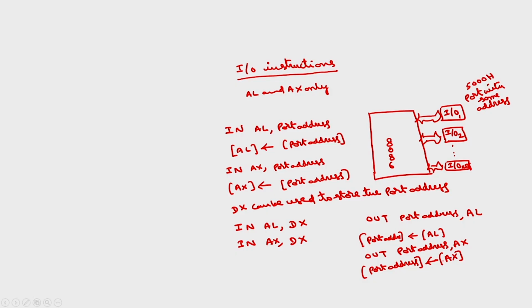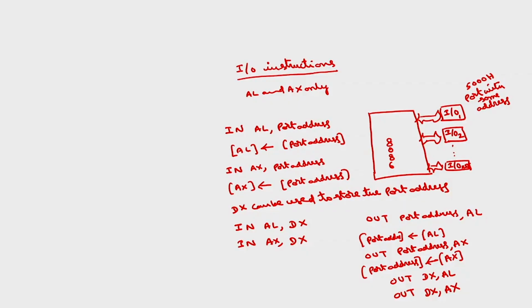Similarly, you can take the port address into DX and write OUT DX comma AL, OUT DX comma AX. So there are 4 IN instructions and 4 OUT instructions. We will write some programs using these IN and OUT instructions after discussing a programmable peripheral interface called 8255. 8255 is a device used for connecting input output devices to the microprocessor. After discussing the 8255 architecture, we will discuss some programs based on these IN and OUT instructions.